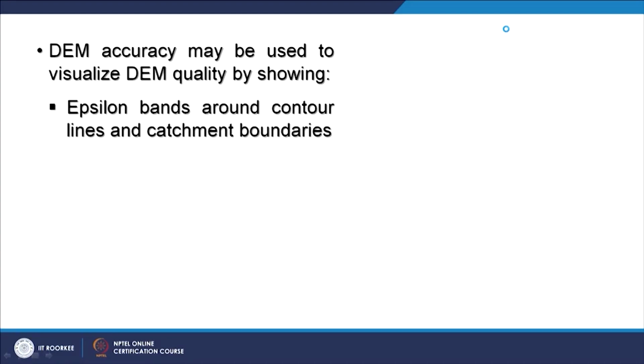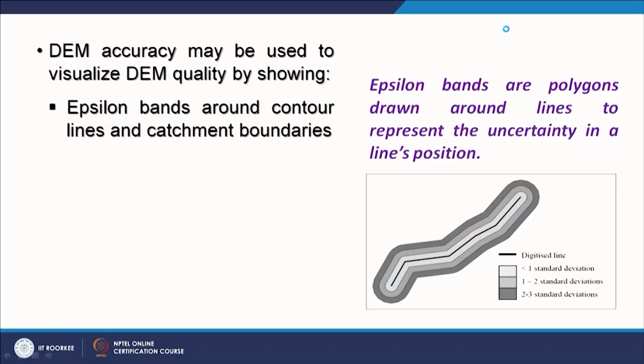Visually you can do it, I have already told. If there are voids, you can check very easily. If there are seams, you can check very easily. So, there are various ways. Another way is epsilon bands around contour lines and catchment boundaries. Epsilon bands are polygons, basically buffers drawn around lines to represent the uncertainty in a line position.